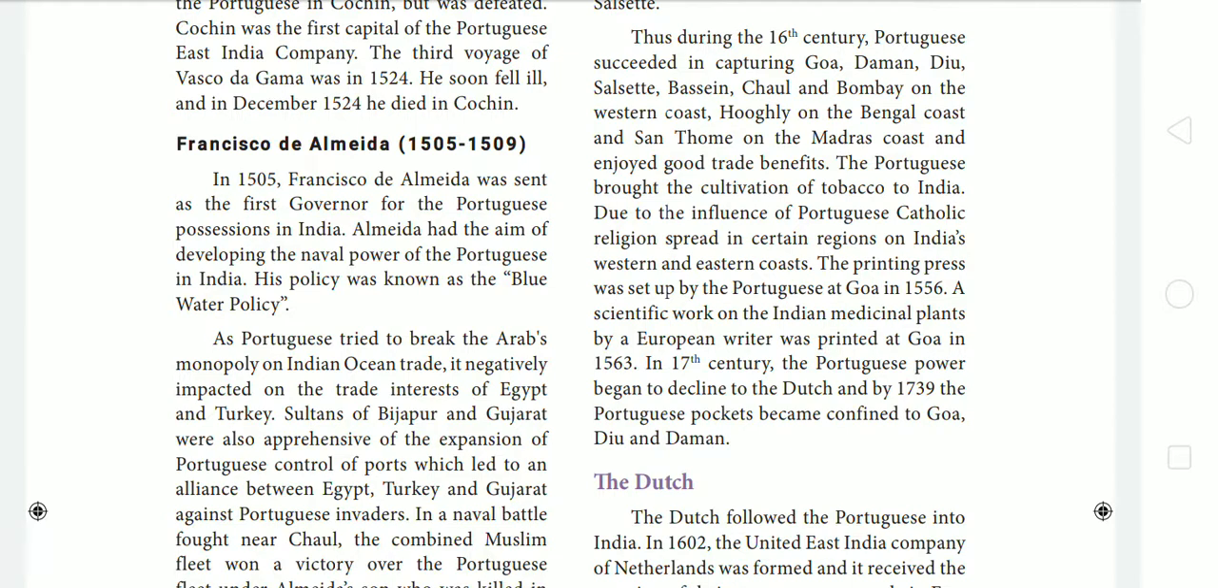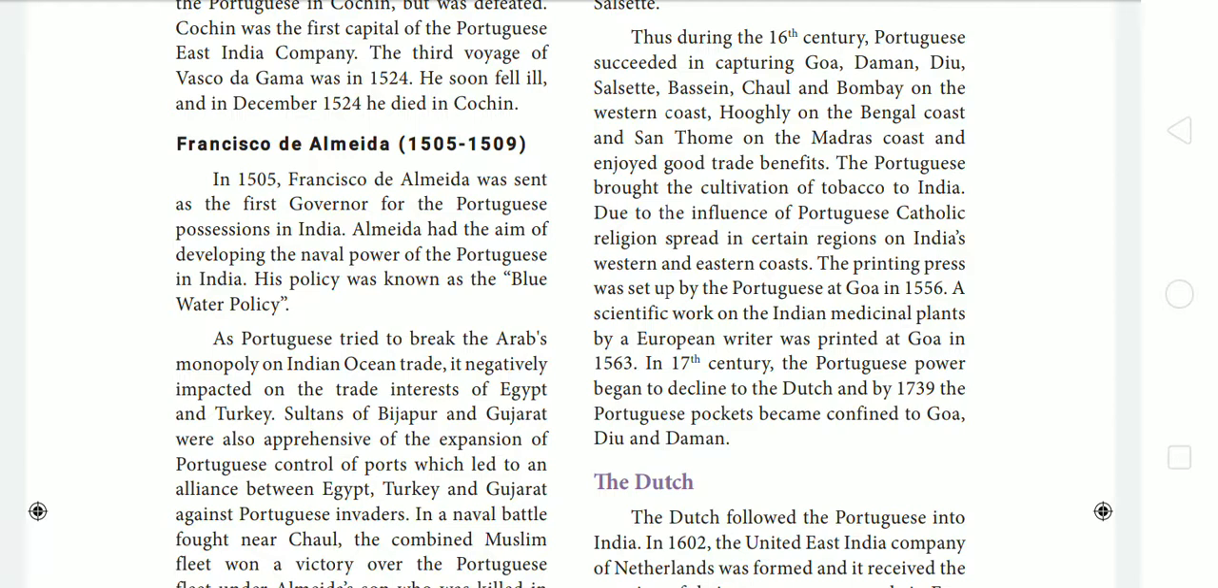The printing press was set up by the Portuguese at Goa in 1556. Then a scientific work on Indian medicinal plants by a European writer was printed at Goa in 1563, because the printing press had been started in Goa.